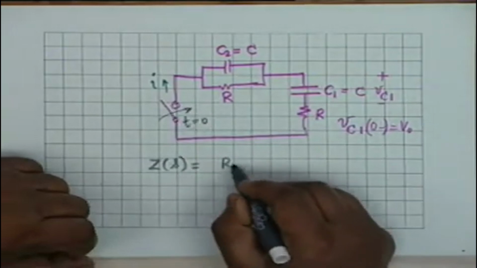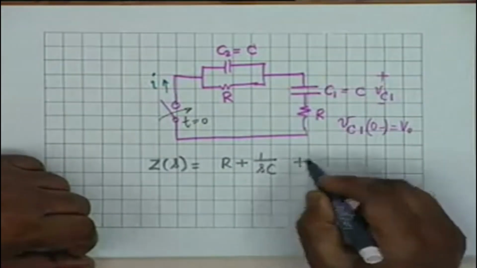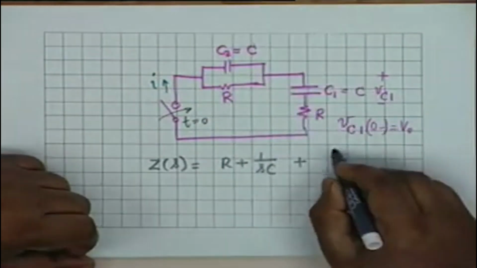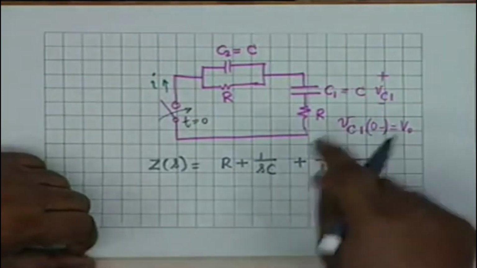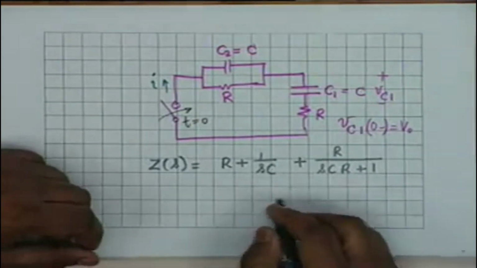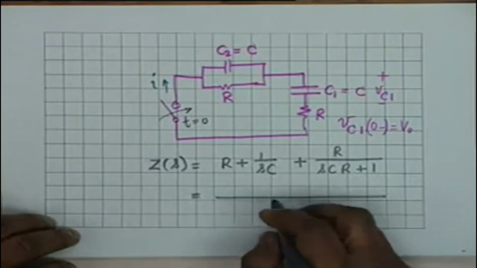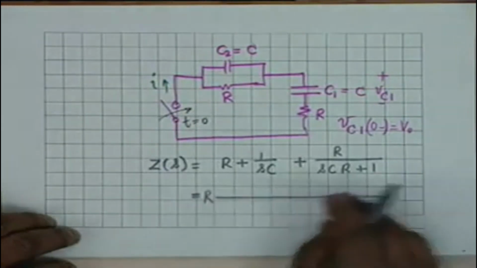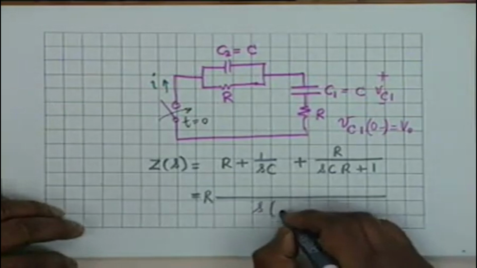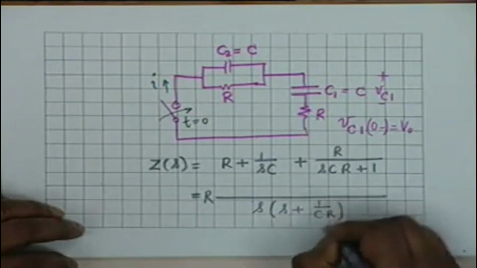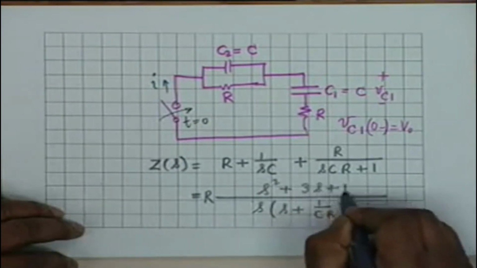This would be given by R plus 1 over SC, plus the parallel combination of these two, which is R divided by S C R plus 1. I have avoided one algebraic step. With a little bit of practice, you shall be able to do this. If I simplify this, I get R. Again, I am omitting a couple of algebraic steps, which you can fill in. In the denominator, I shall have S times S plus 1 over CR, and in the numerator, I get S squared plus 3S plus 1.